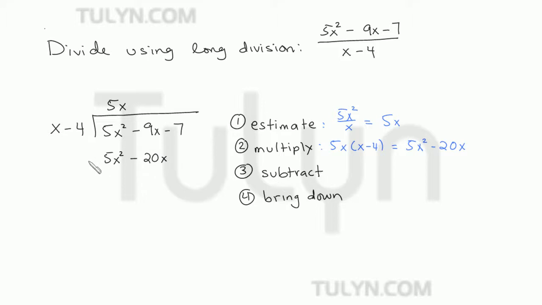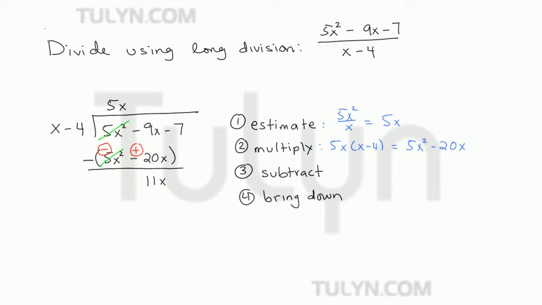So in this case, what you want to do is put a minus sign over the whole thing. And what this does is change the sign. So when you distribute this negative back in, this negative 5x squared is going to become negative, and this 20x is going to become positive. So when we subtract, the 5x squared is going to cancel out with this negative 5x squared. And then we have 9x plus 20x, which is going to give us positive 11x.